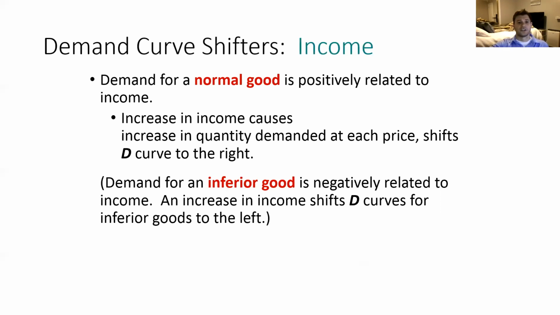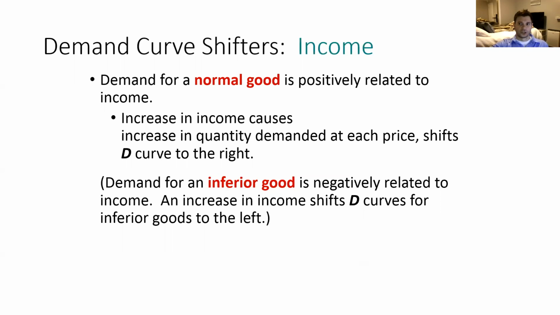When we have a decrease in income for an inferior good, like if I get poorer, then I'm going to buy more top ramen. I'm going to see a rightward shift in the demand curve for that inferior good. So with inferior goods, again, we have an inverse relationship between income and demand.